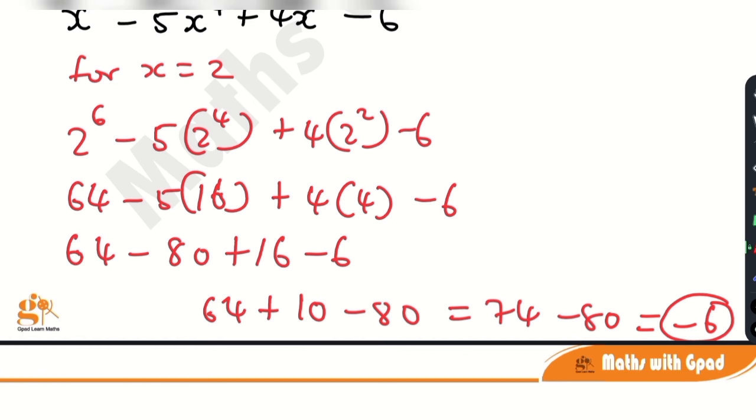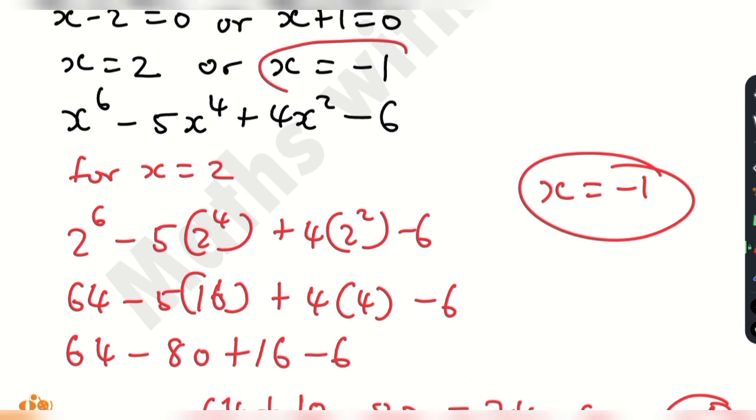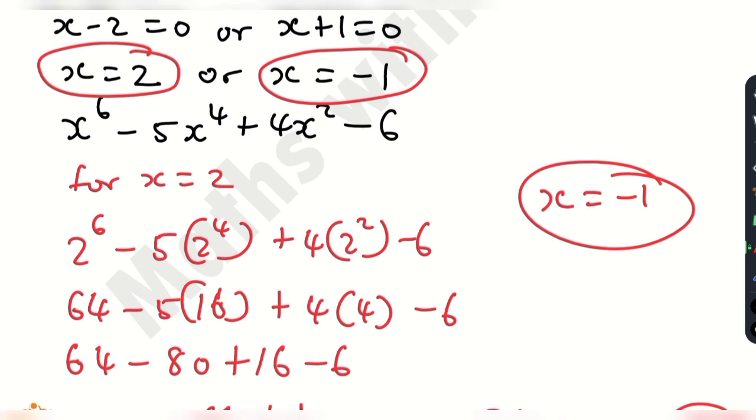Like I said, try for when x is equal to negative 1. Put it back into the expression. Let's see what you are going to have. I just did for x is equal to 2. Now, I did say that there are two ways this can be done. I've just used one method. Let's use the other method.